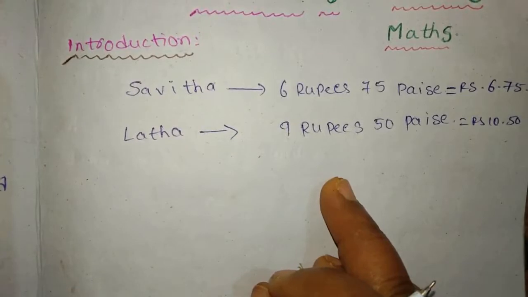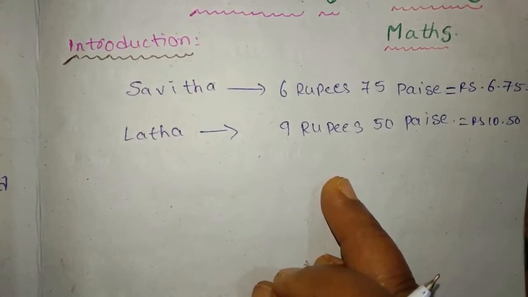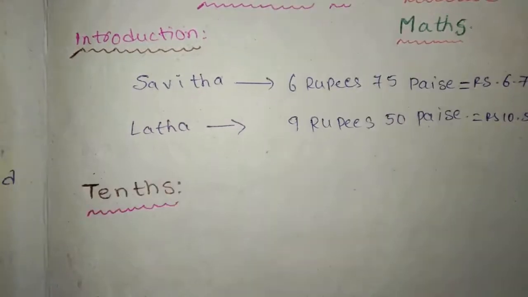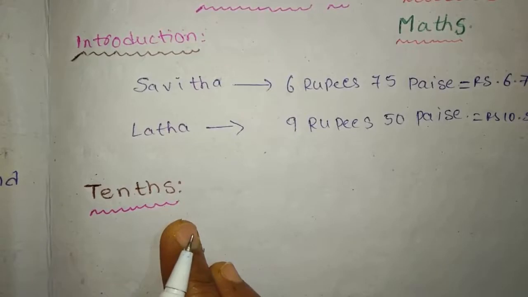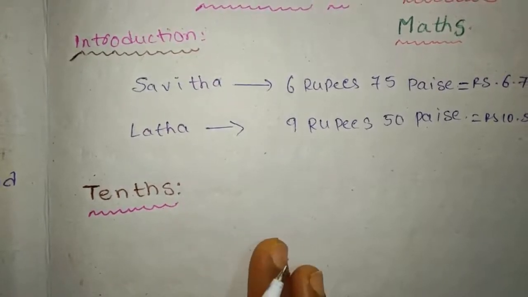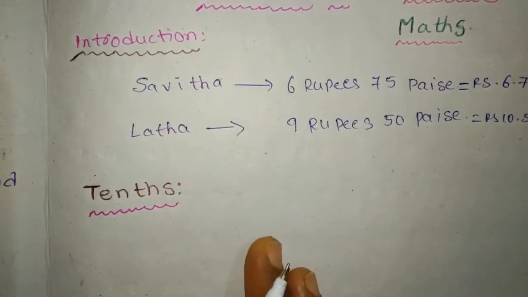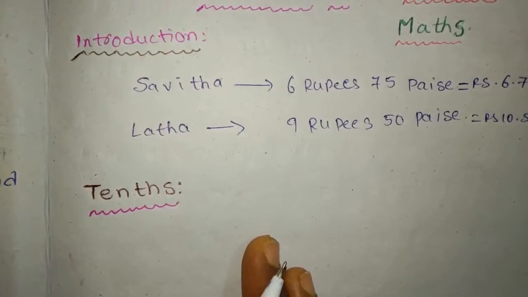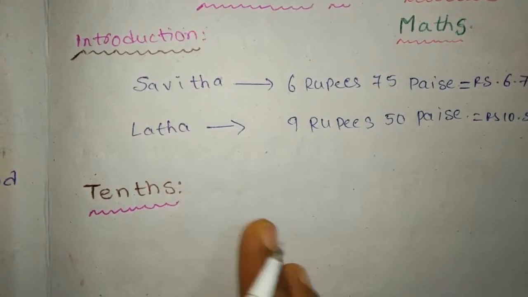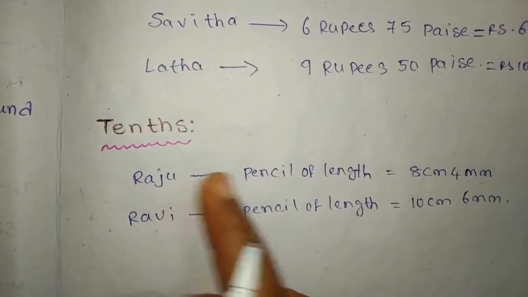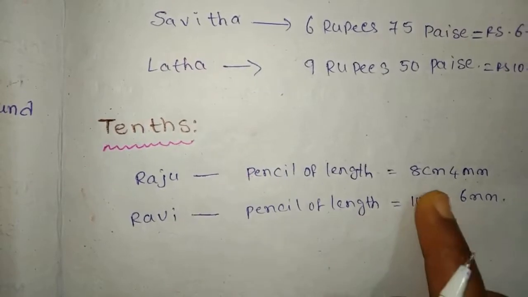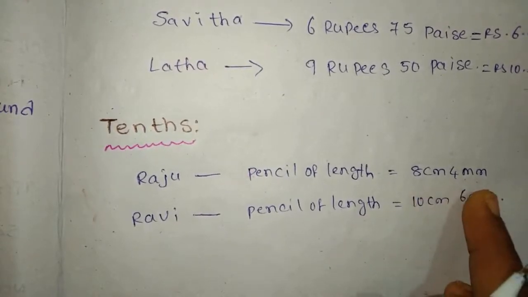Now, let us learn about the first decimal part, that is tenths. We know the place values of ones, tens, hundreds, thousands, etc. Similarly, we can write tenths, hundredths, thousandths, etc. First, let us see the tenths. For example, Raju has a pencil of length 8 centimeters 4 millimeters.